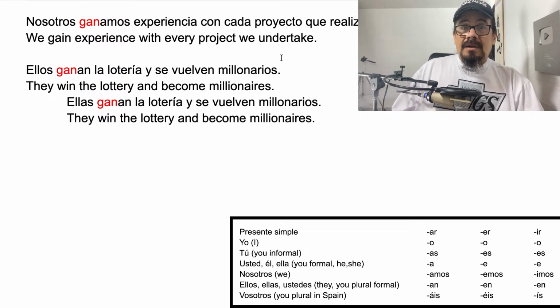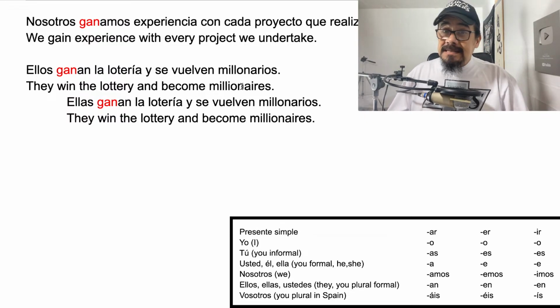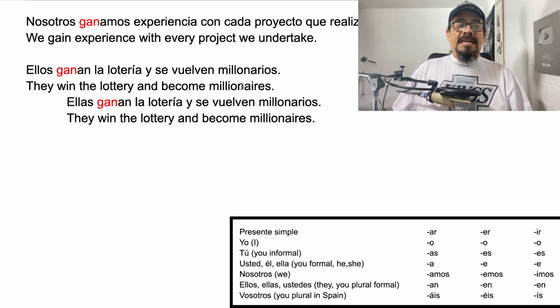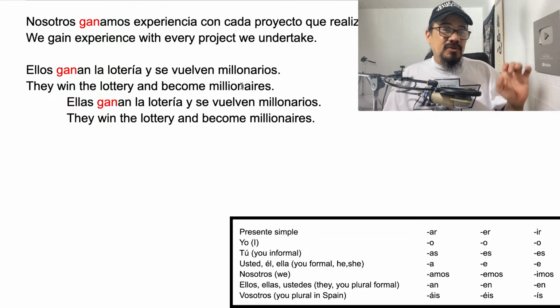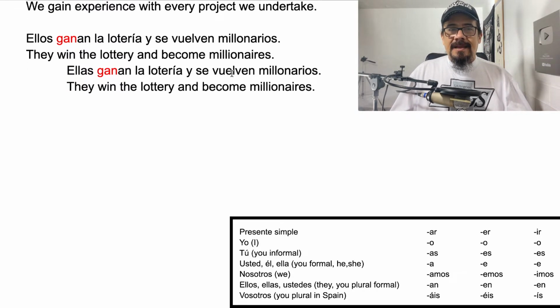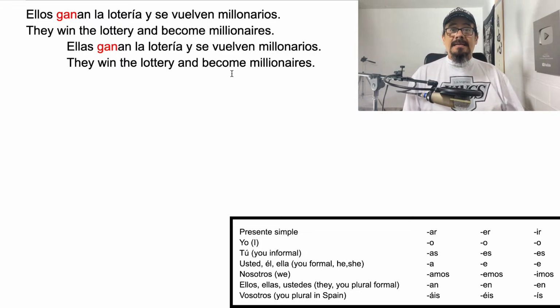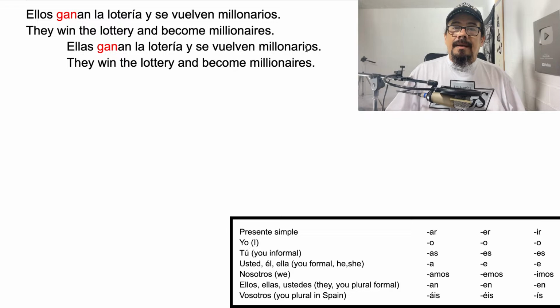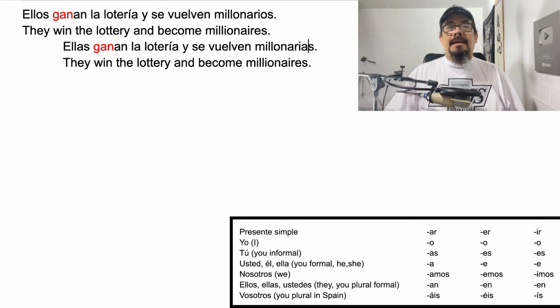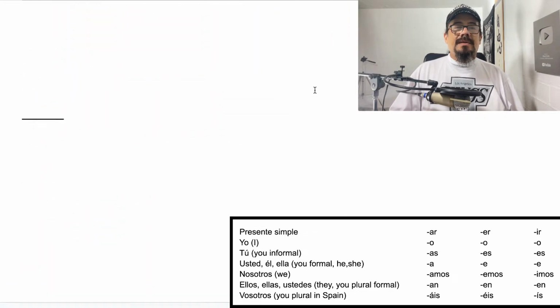Nosotros ganamos experiencia con cada proyecto que realizamos. We gain experience with every project we undertake. In Spanish it makes sense. I'm just trying to give you the conjugations and to understand the relationship with the verbs in English. The meaning. Ellos ganan la lotería y se vuelven millonarios. Male. They win the lottery and become millionaires. Ellas ganan la lotería y se vuelven millonarias. They win the lottery and become millionaires. Female. And this is the last one.